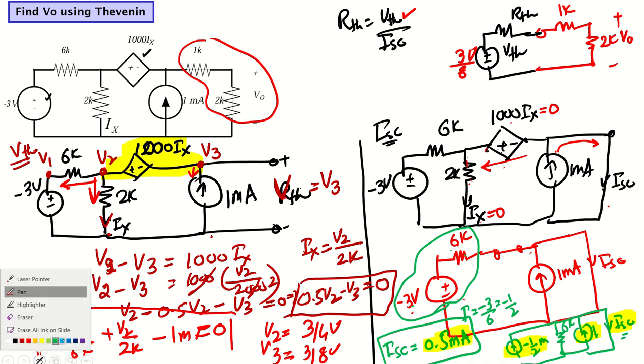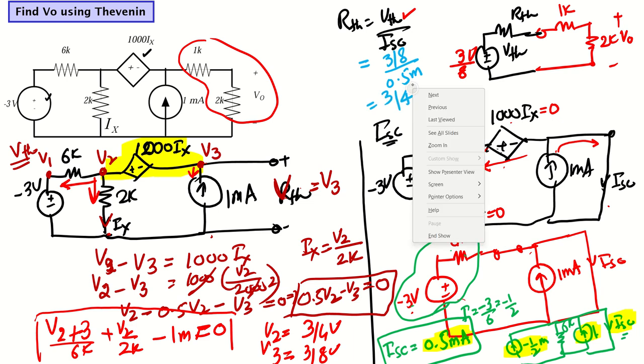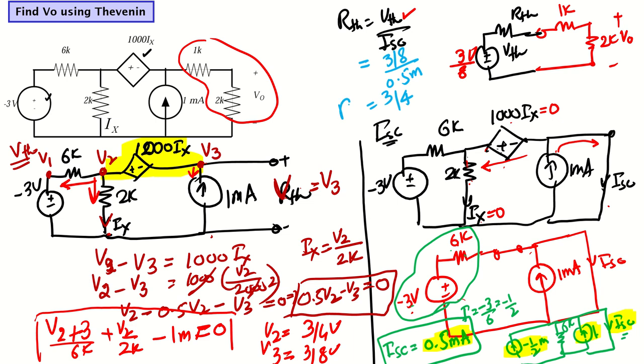So once we have this, we come back to our main equation. So Thevenin is how much? 3 over 8, divided by the short circuit current of 0.5 milli, or 1 over 2. So that will come to 3 over 4 K. So Thevenin resistance will be 3 over 4K.